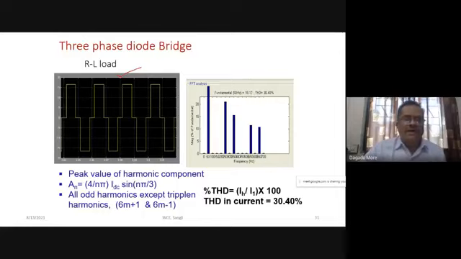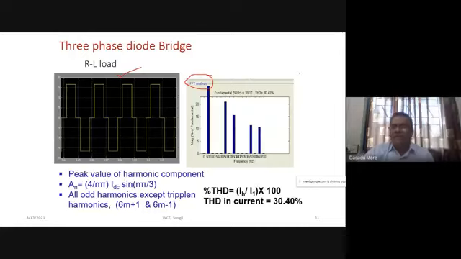We simulate the diode bridge with RL load, and this is our source current of one phase. It is a quasi square wave, positive for 120, negative for 120. In between, for 60 degrees, we have a zero value. Then we use the FFT analysis of MATLAB. We know we can use the Power GUI. We find out the FFT analysis of this waveform.